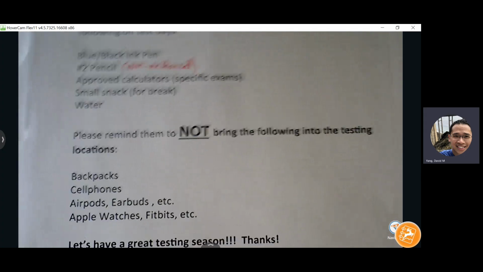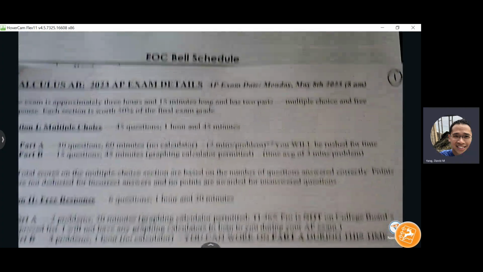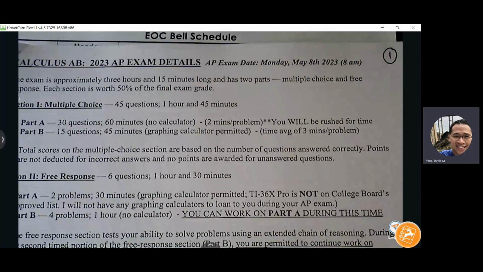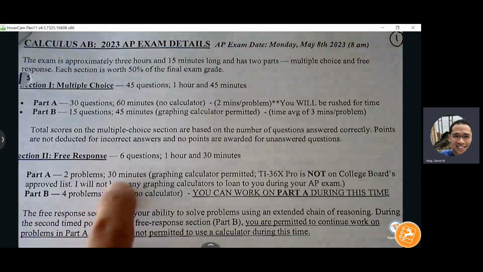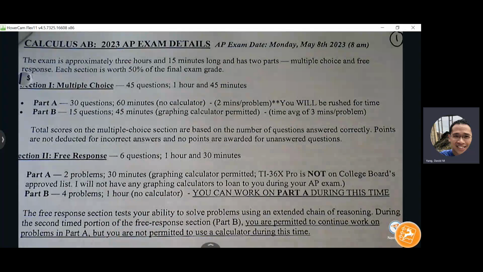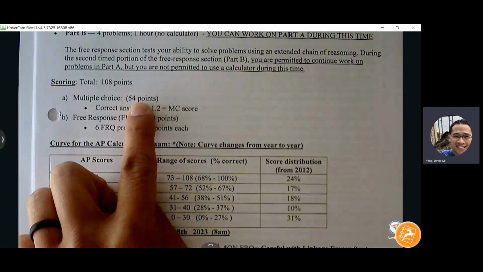Okay. You guys picked up this AP exam details handout, and I will go over this in more detail after we take our AP test next week, but I encourage you guys to just glance through it. I think I went over the format of the test. Some things I want to bring up is that there's 45 multiple choice questions.